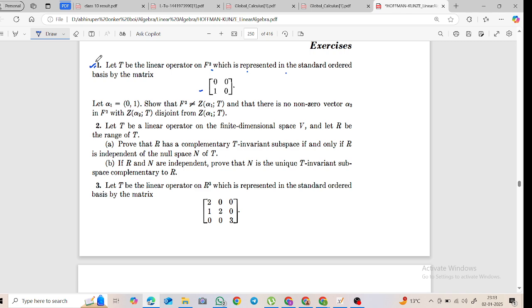They say, let alpha 1 be (0, 1). Show that T squared is not this, and that there is no non-zero eigenvector alpha 2 such that this is disjoint from this. Okay, so let's try to do it. Let's see how they do it.